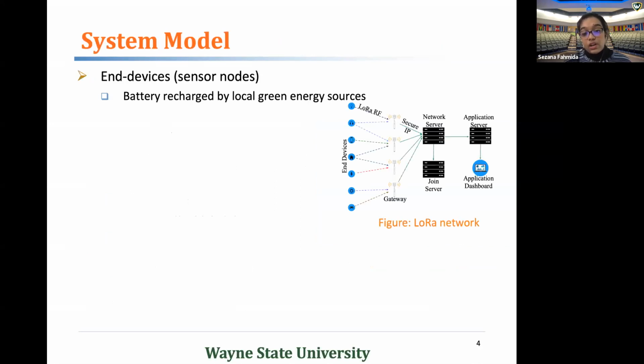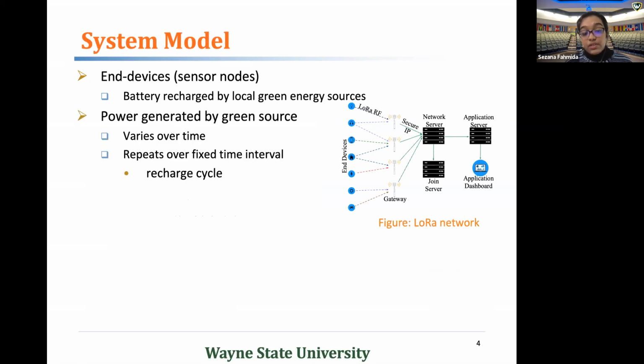So now let's look at our system model. We consider a LoRa network with numerous end devices or sensor nodes, and each end device is connected to a rechargeable battery that is recharged via a local green energy source. And these devices are directly connected to the gateway. Usually, the instantaneous power generated by a green energy source varies over time. However, the total amount of energy generated repeats after a fixed time interval, and we call this interval the recharge cycle for each node.